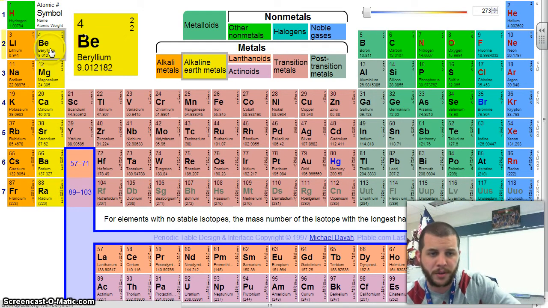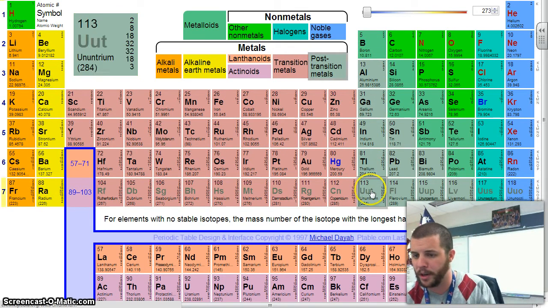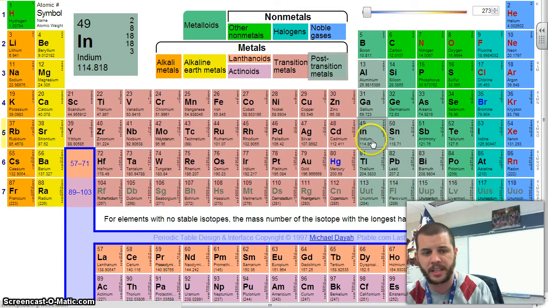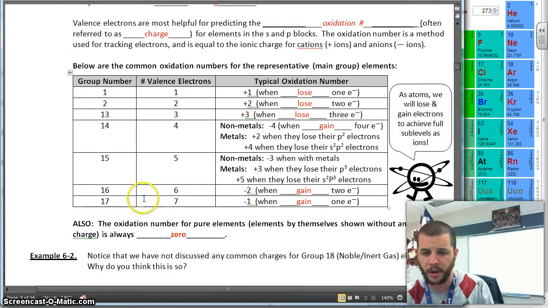All my group 2 metals are going to lose both of their valence electrons to form a +2 charge. Everything in group 13, I've got metals, and metals are losers, and so this is going to give us a +3 charge. Now when I get to group 14 and 15, we're going to start doing some weird things. So let's jump all the way over to 16 and 17 real quick so that we can focus on them.